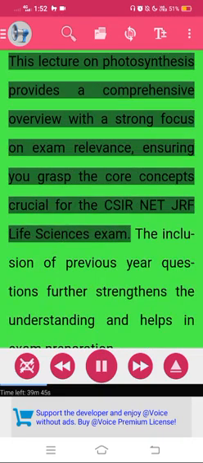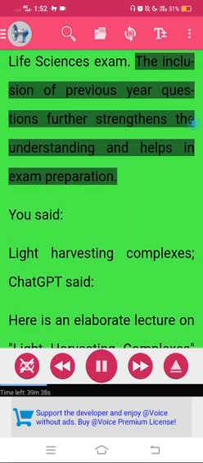This lecture on photosynthesis provides a comprehensive overview with a strong focus on exam relevance, ensuring you grasp the core concepts crucial for the CSIR NET JRF Life Sciences exam. The inclusion of previous year questions further strengthens the understanding and helps in exam preparation.